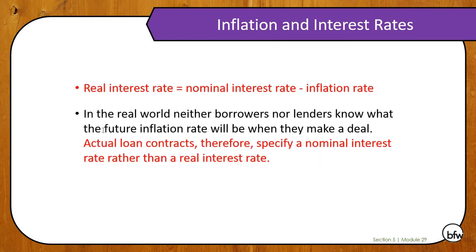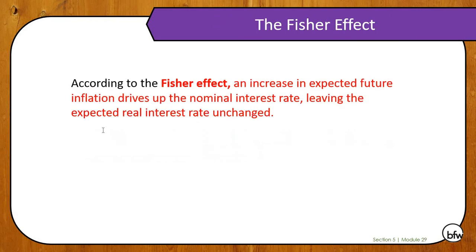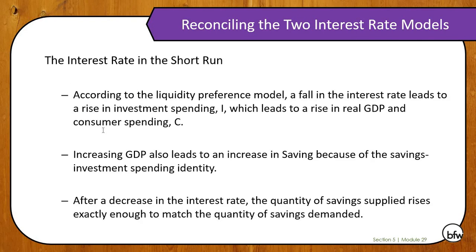All right, so the real interest rate, guys, if you remember, is equal to the nominal interest rate minus the inflation rate. However, in the real world, neither borrowers nor lenders know what the future inflation rate will be when they make a deal. Therefore, actual loan contracts specify a nominal interest rate rather than a real interest rate. This is known as the Fisher effect, where an increase in the expected future inflation drives up the nominal interest rate, leaving the expected real interest rate unchanged.